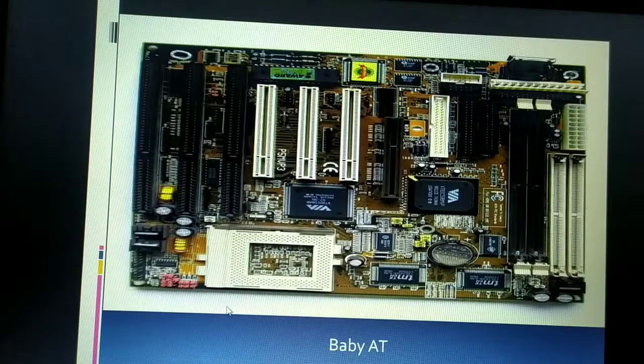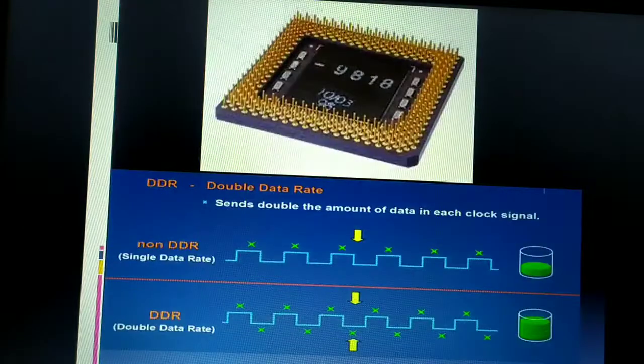Apart from this, the baby AT motherboard also has the RAM slots, like SD RAM slots as well as the DDR RAM slots. SD RAM, we know that previously we have studied, is the synchronous dynamic random access memory. This synchronous dynamic random access memory provides a faster data transfer rate comparatively to the DIM modules which are being used in the XT motherboard. Whereas the double data rate random access memory is considered to be one of the fastest data transfer rates provided between the memory and the CPU.